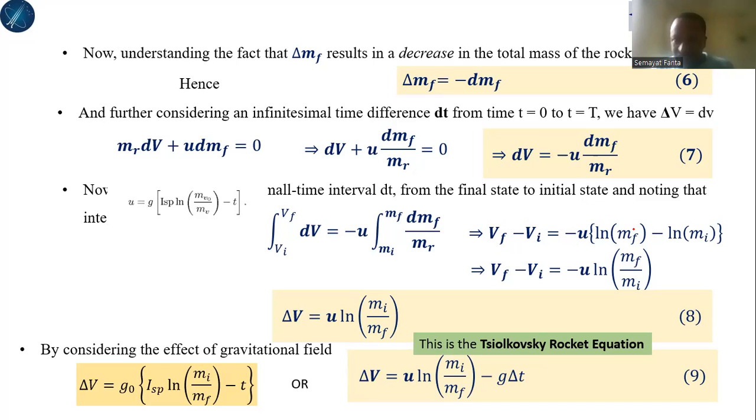v final minus v initial, which equals u ln of final mass to initial mass. This is not fuel mass, but final mass to initial mass. Final mass means the remaining fuel content after some time. So minus u, the relative exit velocity, times ln of mf minus ln of mi. This i is initial, this f is final, not fuel but final and initial.